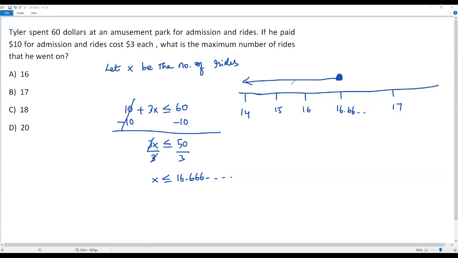Now, satisfying the condition over here, we have to get an integer value for x, and also it has to be maximum. So we can get many integer values less than this value 16.666, but it has to be maximum. So clearly 16 is the maximum integer value we can get for x. That is the maximum number of rides that Taylor went on is 16. We find 16 in answer choice A. So the correct answer choice for this question is A, 16.